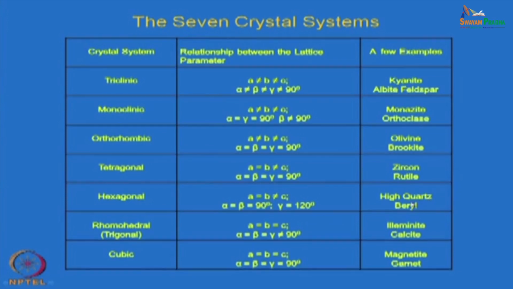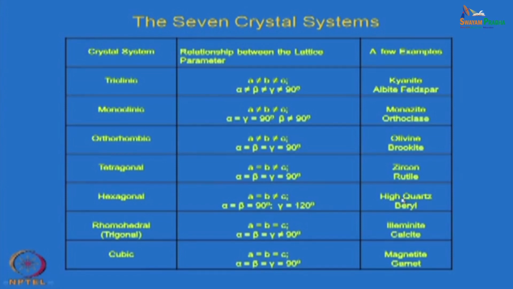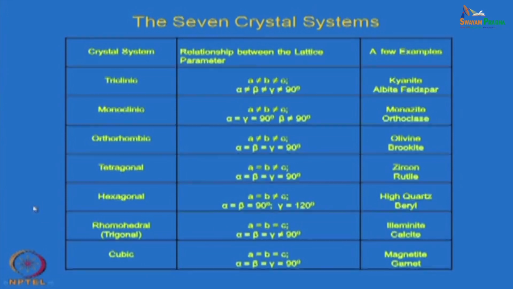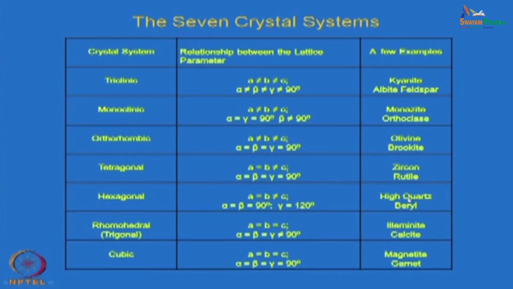So, high quartz, one form of silica, and beryl, once again silicate minerals, do have a hexagonal structure, and many elements do have hexagonal symmetry. So, many of the metals, like zinc. Copper, no sorry, I am making a mistake, not copper, copper is FCC, zinc actually has a hexagonal structure, okay. Copper is FCC structure.